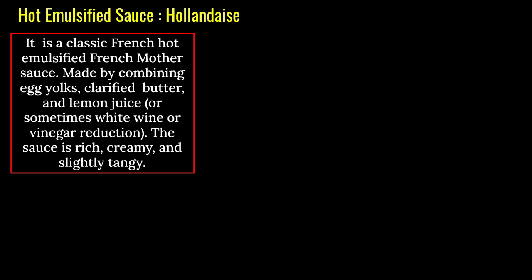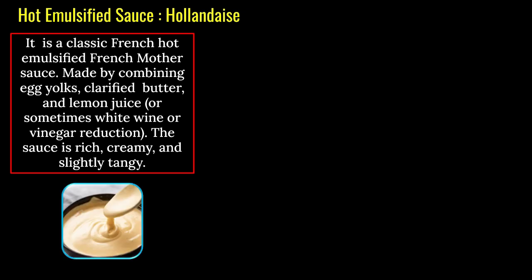Now, hot emulsified sauce. What is that hot emulsified sauce? Hollandaise. It is a classic French hot emulsified mother sauce. Why is it hot? Because there is an application of heat while making this hollandaise sauce. It is made by combining egg yolk, clarified butter, and lemon juice, or sometimes white wine or white vinegar reduction. The sauce is rich, creamy, and slightly tangy in taste.